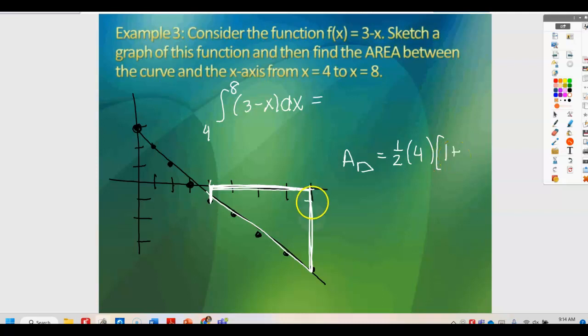My other base has a height of... And if you didn't know, what could you do? Well, you could take 8 and plug it in here, right? My graph drawing obviously doesn't look the greatest, but you could take 8, plug it in, 3 minus 8 is 5. So you get half of 4, which is 2, times 5 plus 1, which is 6. So we get that the area of that trapezoid is 12.